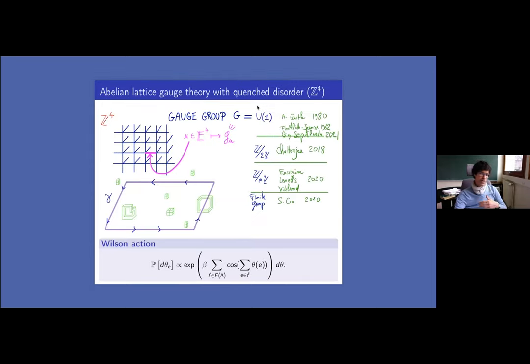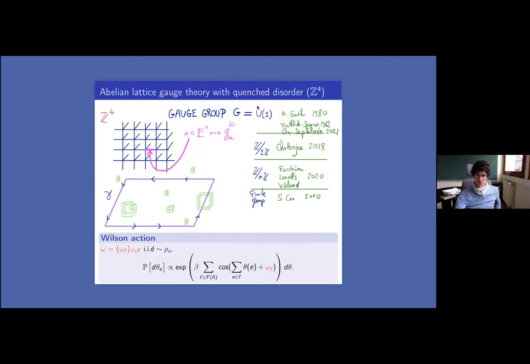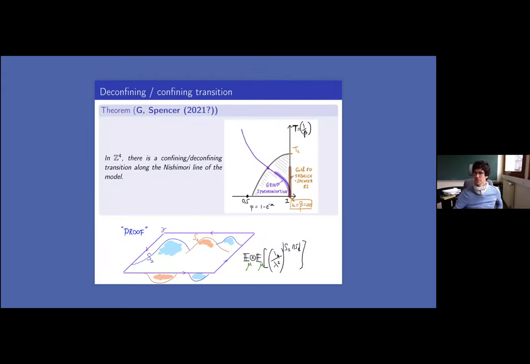And I wanted to tell you that we can extend this to an abelian lattice gauge theory with a quenched disorder that lives on the plaquettes. But I'm already over time, so thank you for your attention.